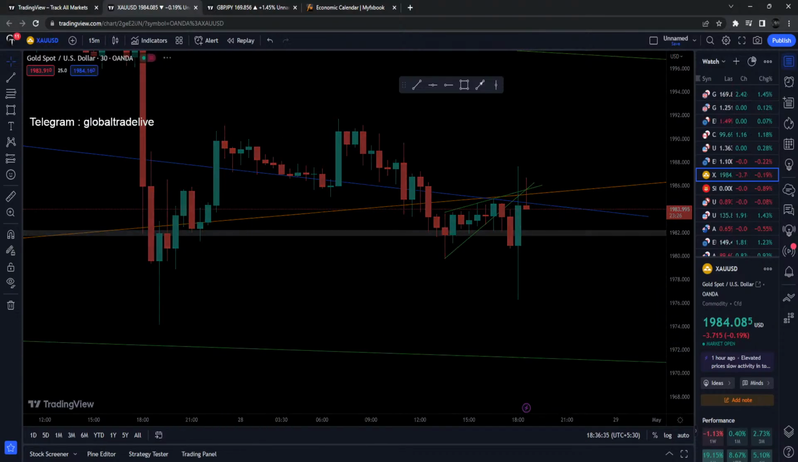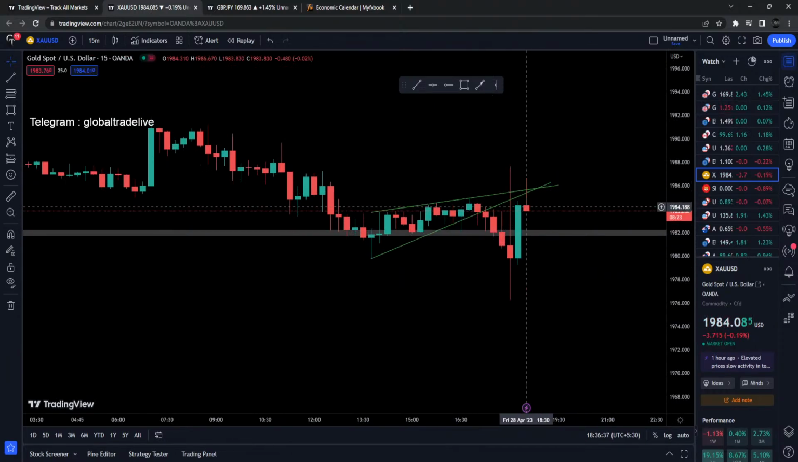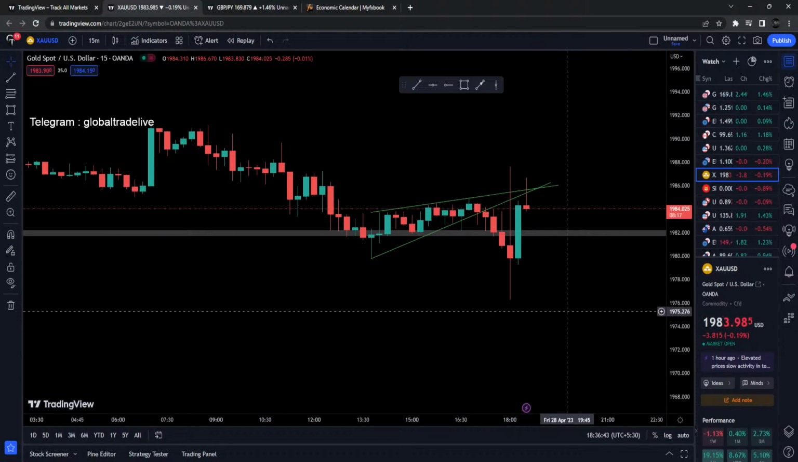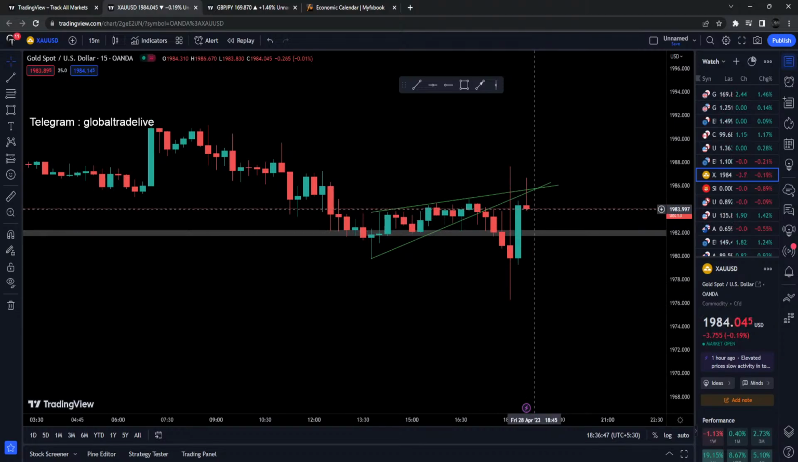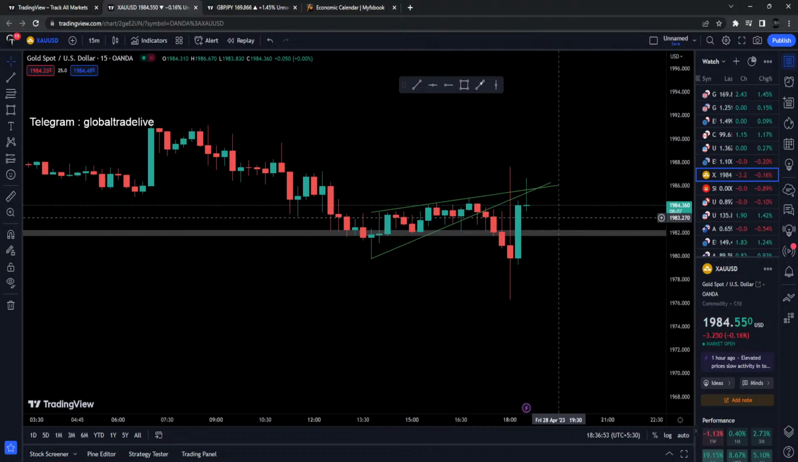Yeah, but what I can do is I can wait for this candle to close bearish, and then I can take a trade on the next 15-minute candle. I think yes, that's what I'm gonna do. I'm gonna wait for this 15-minute candle to close bearish, and then I'm gonna take a trade on the next 15-minute candle. So that will be a confirmation for me.